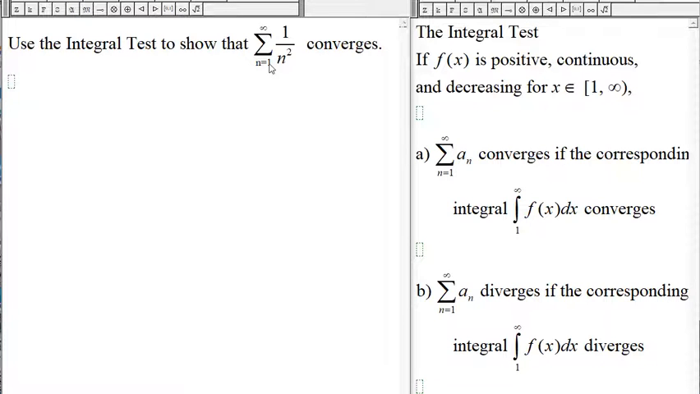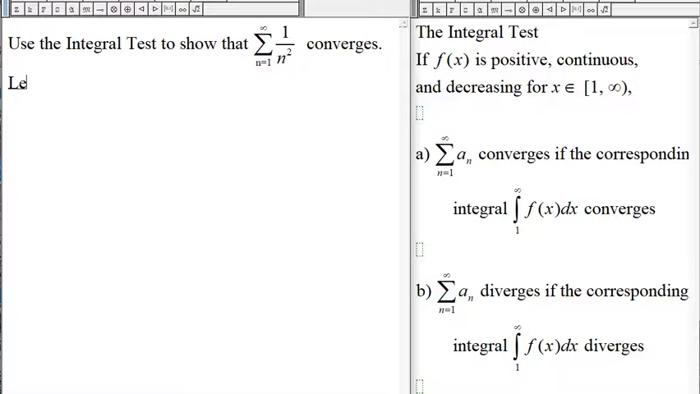We have the infinite series of 1 divided by n squared, and we want to use the integral test to show that this infinite series converges. The integral test says that if the corresponding continuous function is positive, continuous, and decreasing on the interval 1 to infinity, then to show that this infinite series converges, we need to show that the corresponding integral from 1 to infinity converges.